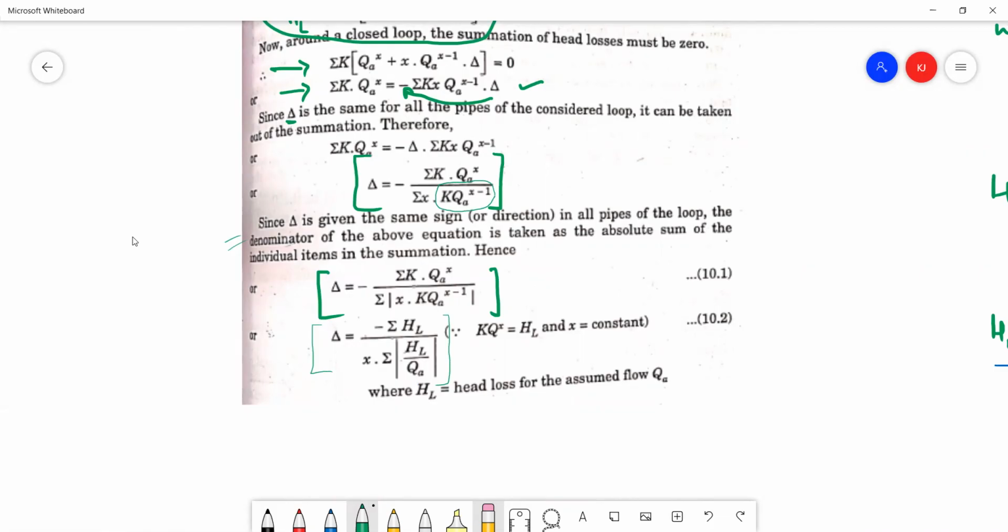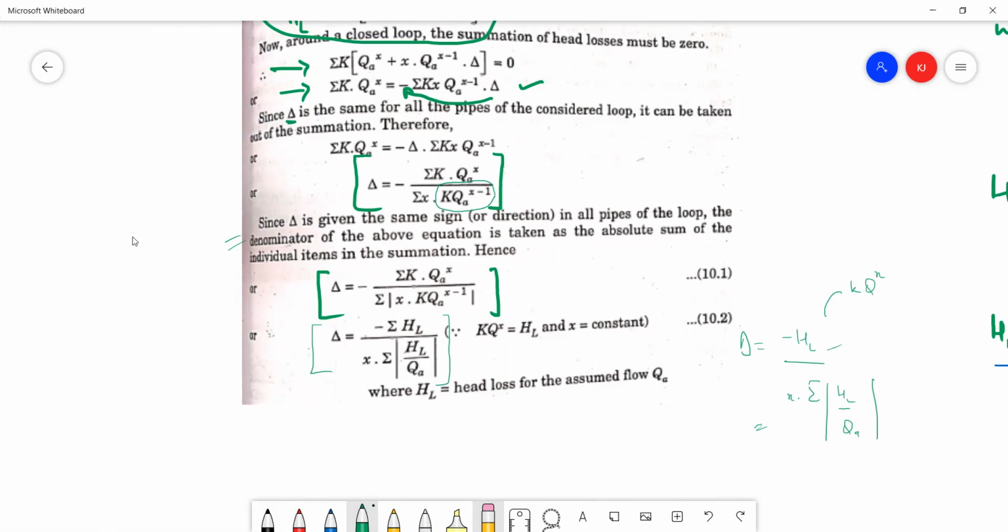So we have this final formula of delta, that delta is equal to minus head loss, and the formula of head loss is already given to you, K Q raised to power X, head loss upon X into summation of HL upon QA absolute. Right, this is the formula of correction factor for one loop, and similarly the correction factor for other loops can also be found out depending on whatever the head loss is there, whatever values of assumed flows are there.